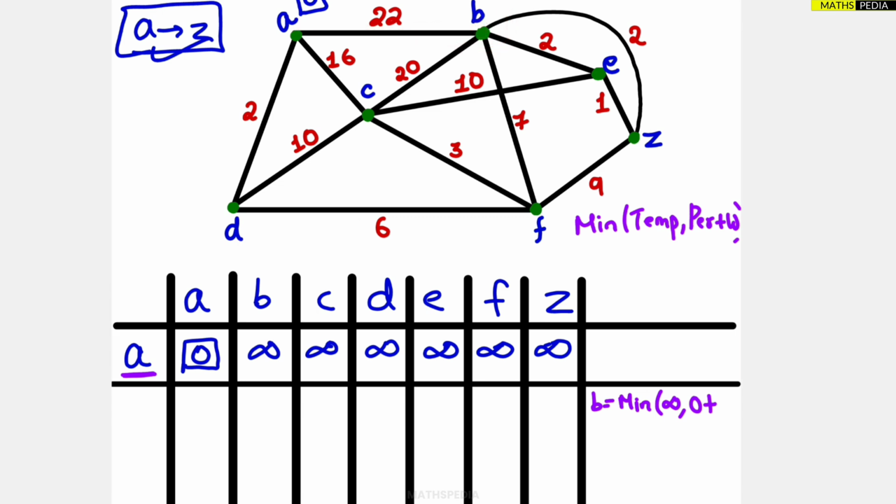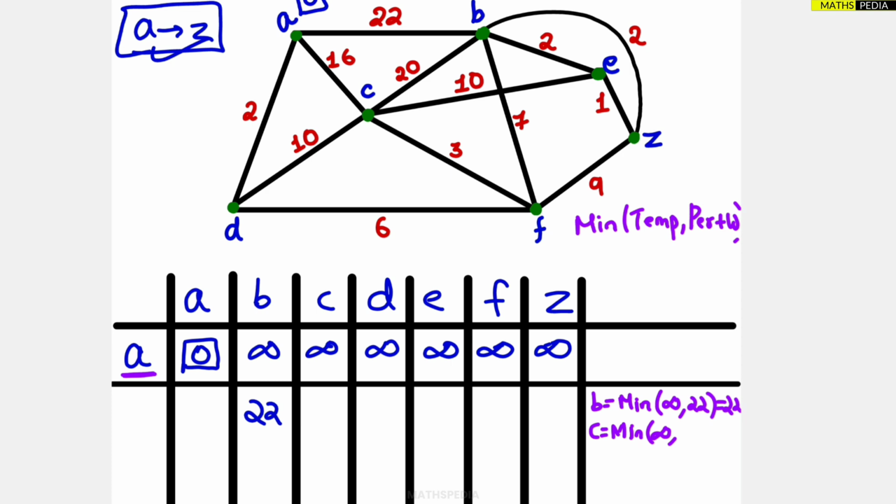The weight between A and B is 2. So infinite and 0 plus 2, which is 2. The minimum value between infinite and 2 is 2 itself. So the new value for B becomes 2. Next, we'll go for the next calculation. Now we have to calculate for C. C is equal to the minimum value of the temporary label. For C, what is the temporary label? It is infinite.